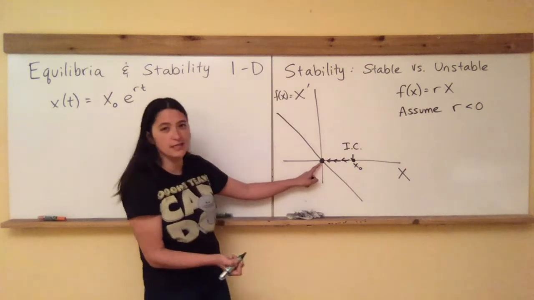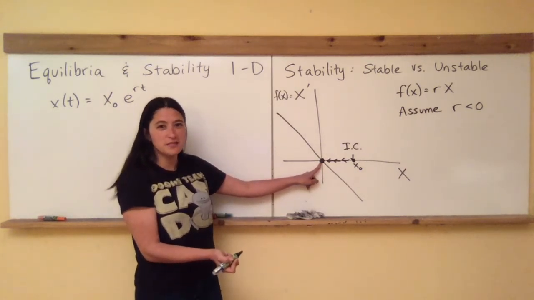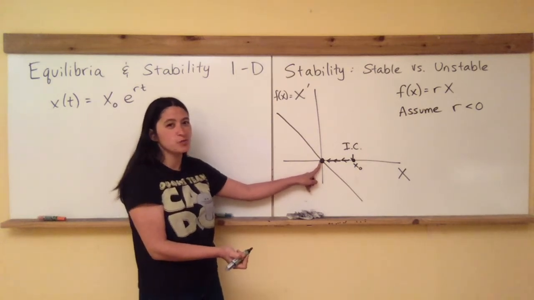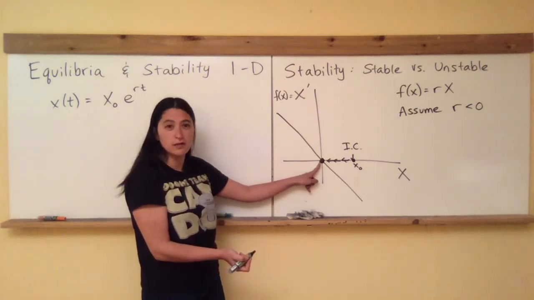What happens when I hit this big black dot right here? Am I going to still decrease? No, I'm going to stay the same, because on this black dot, it's telling me my x prime is 0. So it's telling me now to stop changing, because my rate of change is 0 here.